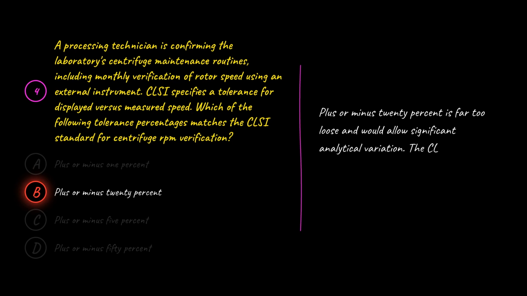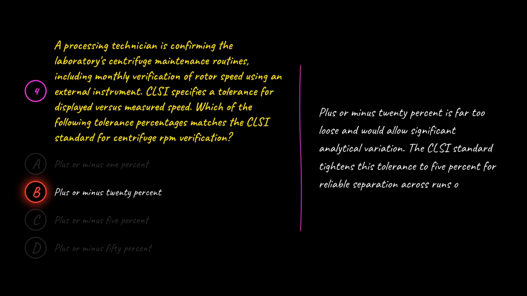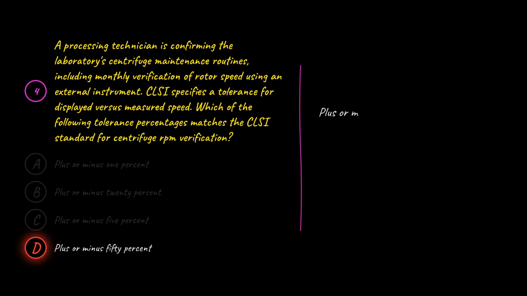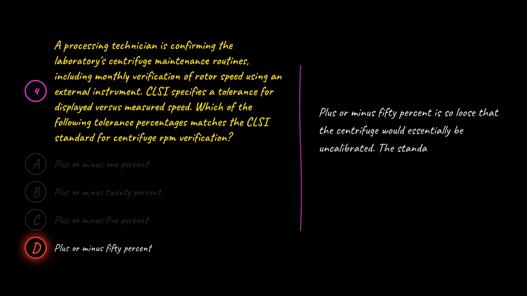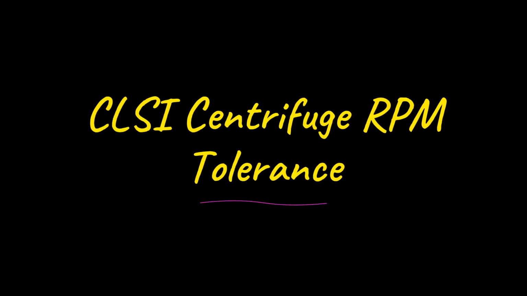The CLSI standard tightens this tolerance to 5% for reliable separation across runs over time. D is wrong because plus or minus 50% is so loose that the centrifuge would essentially be uncalibrated. The standard sets 5% as a tolerance to ensure consistent force across runs. The Clinical and Laboratory Standards Institute sets a specific tolerance for centrifuge speed verification.